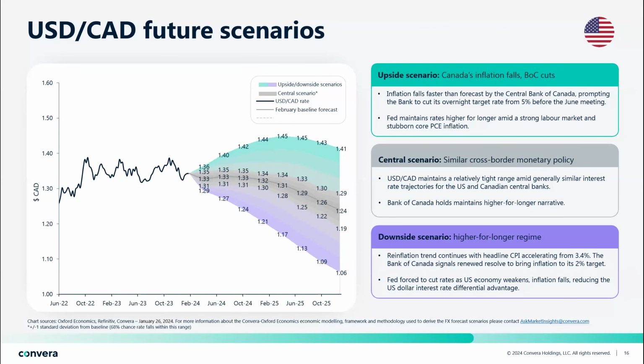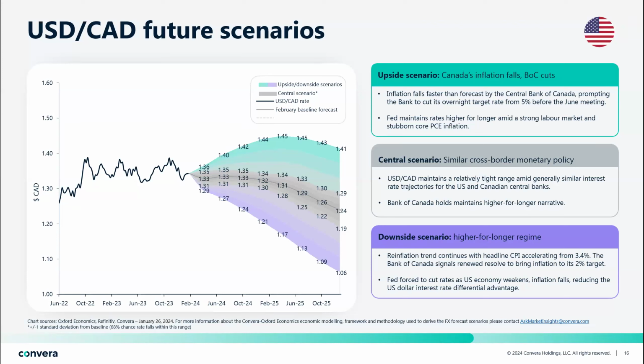Therefore, the opposite of what I discussed would be true, and the Canadian dollar would become relatively less attractive than its US counterpart. However, on the other hand, the downside scenario for the USD/CAD pair could come into fruition if the current reinflation trend that we've seen in Canada recently persists, forcing the Bank of Canada to maintain their higher for longer regime for, well, a little bit longer. So the central bank does remain concerned about the persistent core inflation and specifically high shelter price inflation.